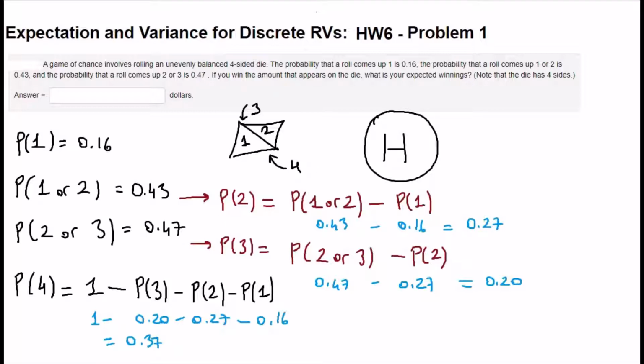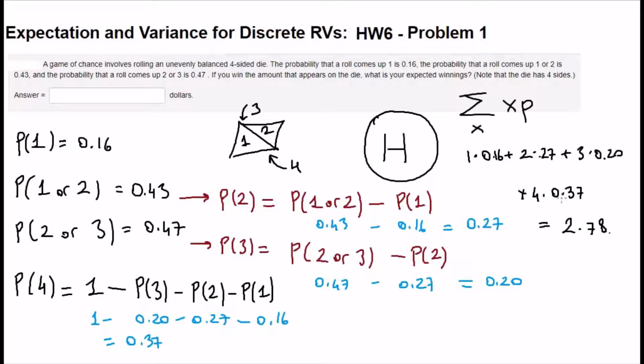Now we're going to compute the expectation. Expectation by definition is x times p, the probability times the number of trial. So we're going to multiply 1 times 0.16, plus 2 times the probability of 2, which is 0.27, plus 3 times 0.20, plus 4 times 0.37. So what we obtain is 2.78. So the amount he makes is $2.78.